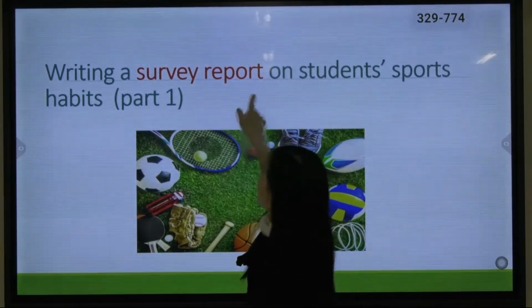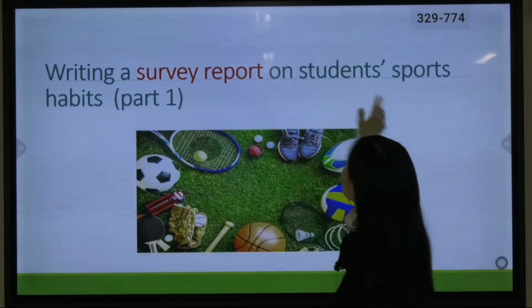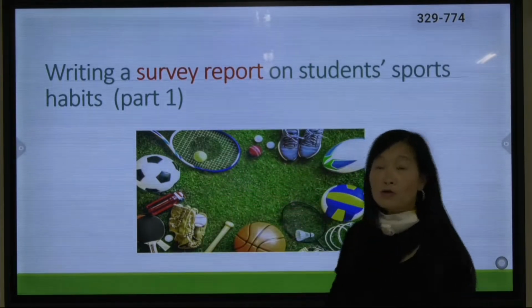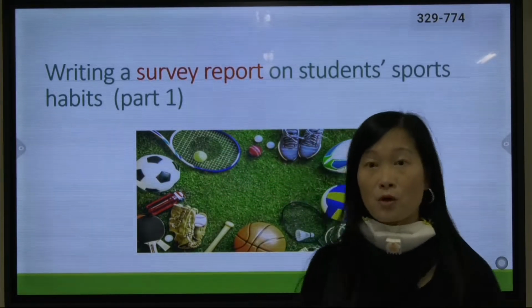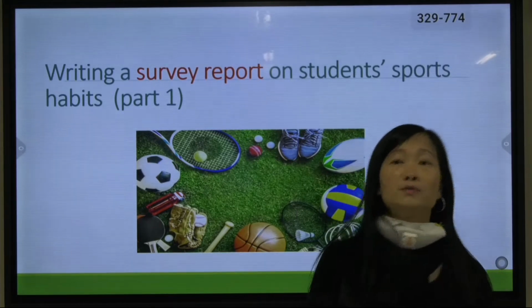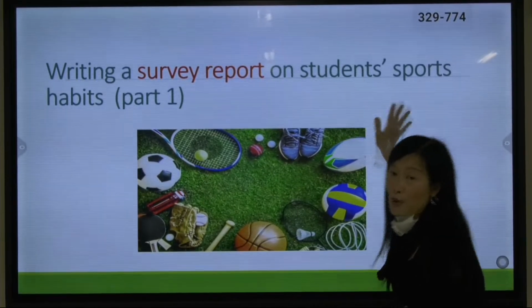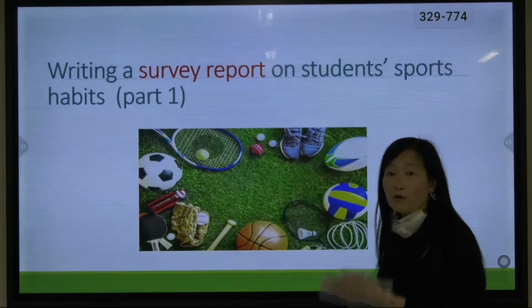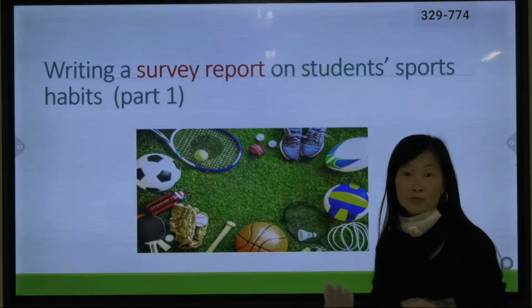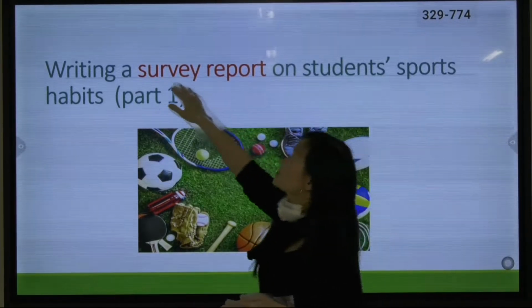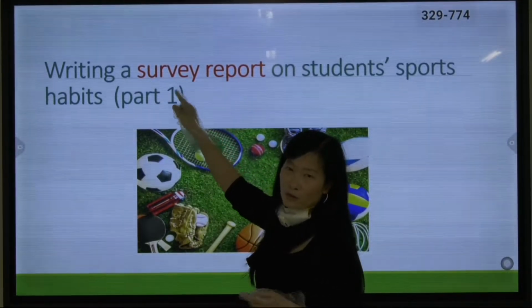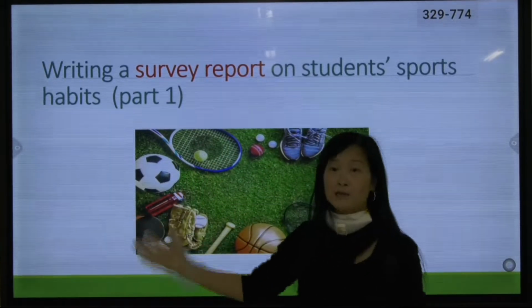So, writing a survey report on student sports habits. Also, I will cut this tutorial into 2 parts. In part 1, we will talk about sport first, refreshing ourselves with something about sports. And then in the second part, I will tell you more about what a survey report is.